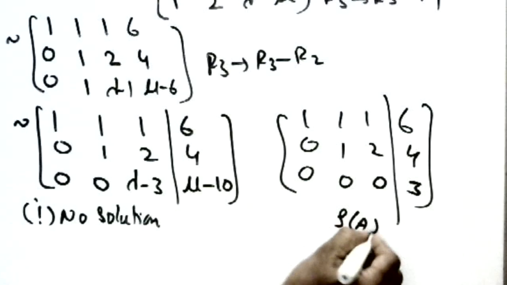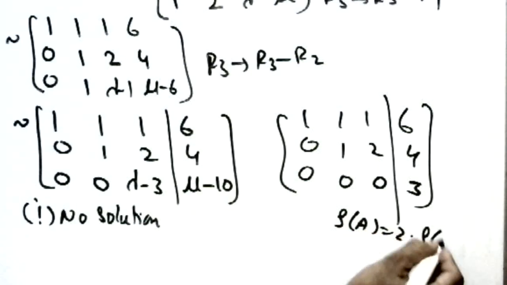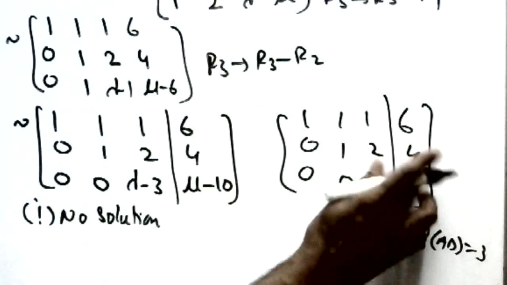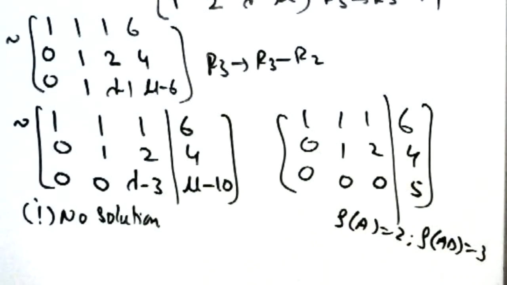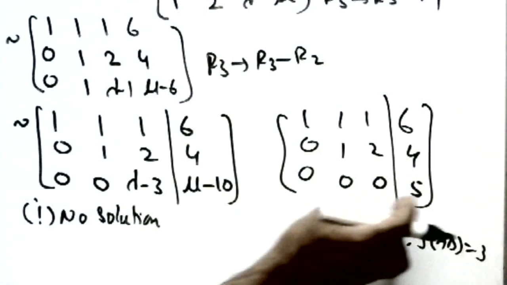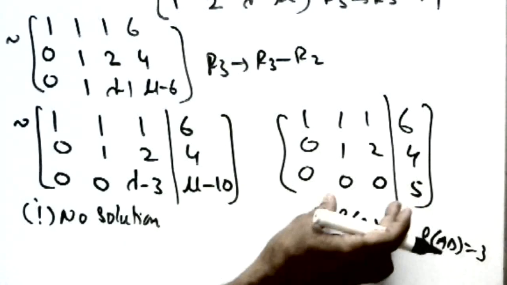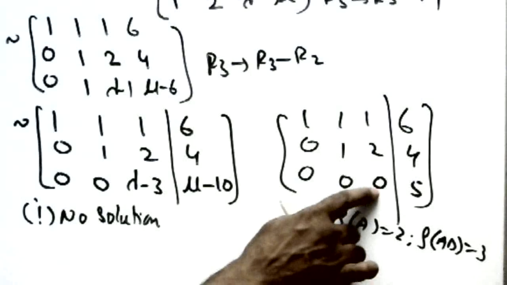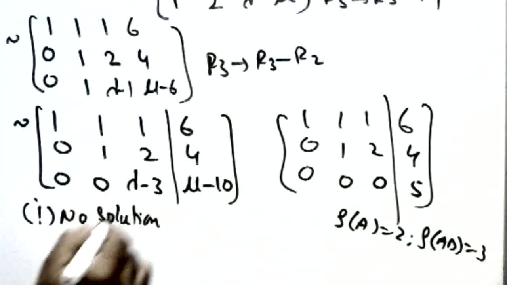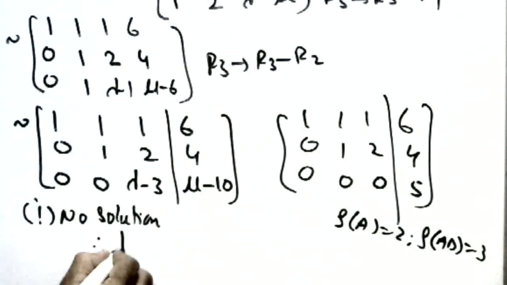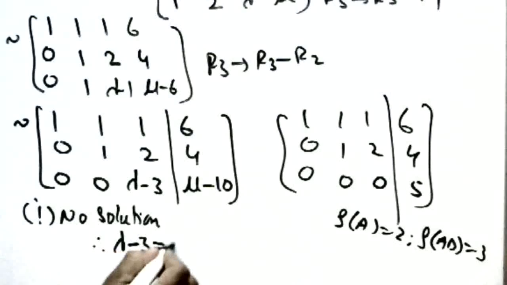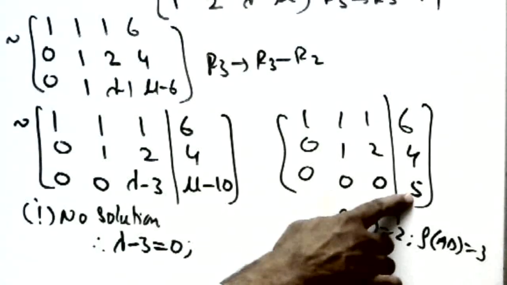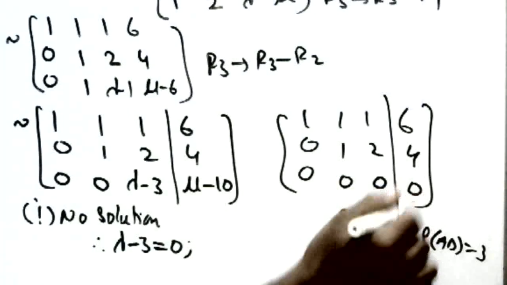Suppose we have it like this, the rank of A will be 2 and the rank of AD will be 3. Suppose you have any number here other than 0, then we say that the rank of A is not equal to the rank of AD, therefore inconsistent, no solution. For that we must have 0 here. Therefore for no solution, lambda minus 3 should be equal to 0. Whereas we should not have 0 here.